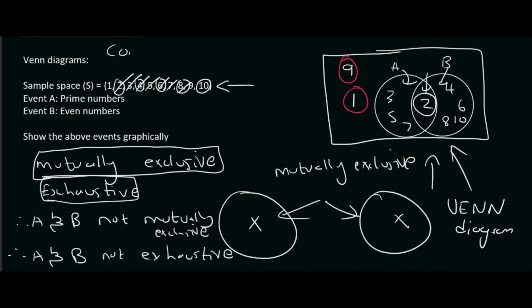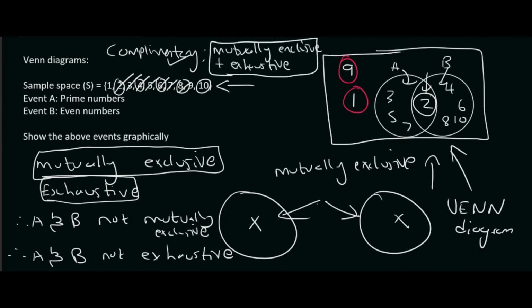And then your teacher might have spoken about the word complementary. Now, complementary, if 2 events are mutually exclusive and exhaustive, then we will say that they are complementary. So that's mutually exclusive, meaning that the circles don't touch each other, and exhaustive, meaning that everything fits into the circles. If they have both of them, then we will say complementary.